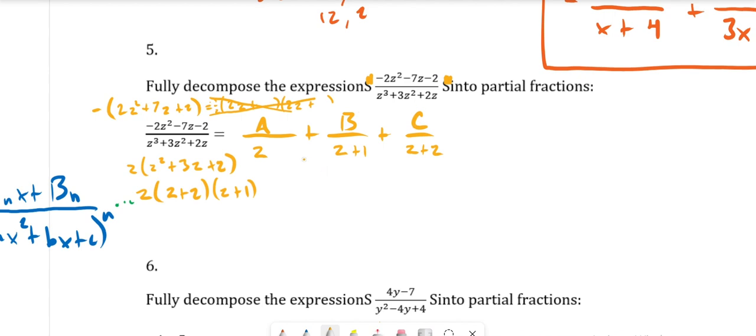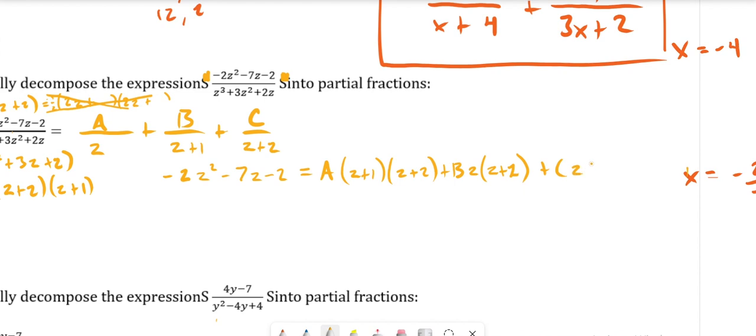Now, if I multiply on both sides by this expression, on one hand, I will cancel completely the denominator on the left-hand side, and I will get minus 2z squared minus 7z minus 2 is equal to. On the right-hand side, we'll have partial cancellation on each term. For a, that's going to give me z plus 1 times z plus 2. For b, that will cancel a z plus 1, but leave everything else. And for c, that will cancel z plus 2 and leave me a z and a z plus 1.